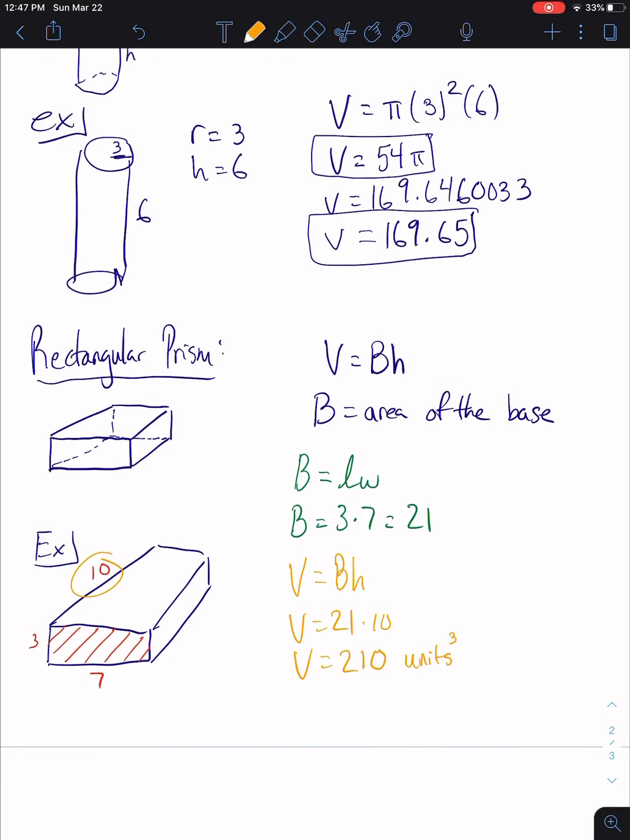Okay. We're going to stop now, break this up, and we'll start a new video where we talk about triangular prisms. We're going to talk about the sphere, and then we'll probably use a separate video for cone and pyramid.